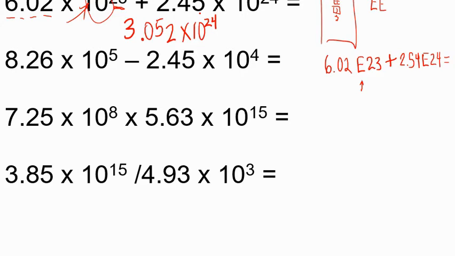Okay. 6.02. You're going to hit that EE and then 23. And then plus 2.45. Yep. That's wrong. Okay. Anybody else for the Texas Instruments?